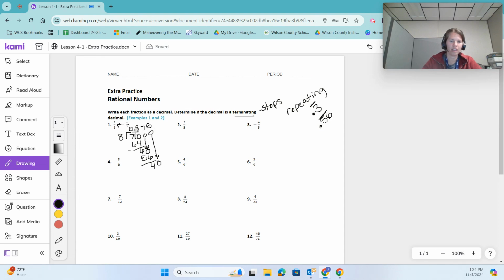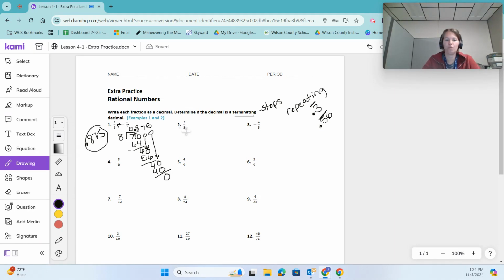I make sure that that decimal does get brought up. So my decimal is 0.875, which would be 875 thousandths, which is a terminating decimal because, again, this stops. 8 times 5 is 40. We subtract, we get our 0. This means it is a terminating decimal.